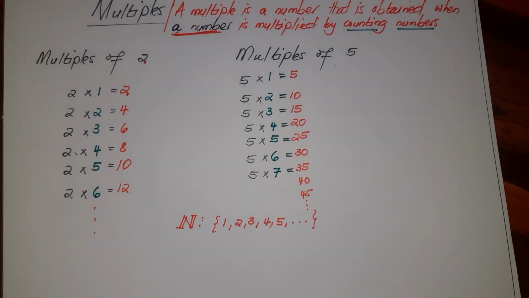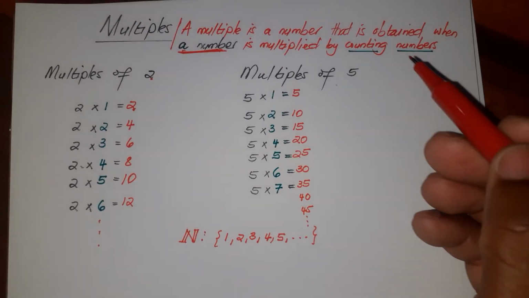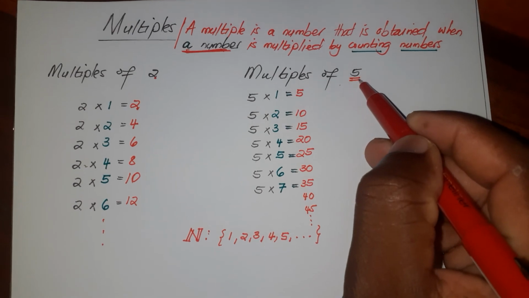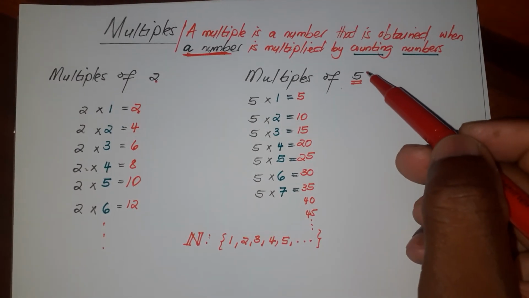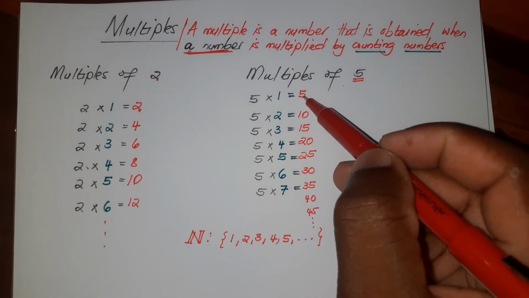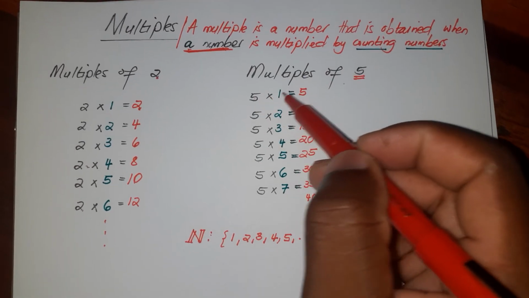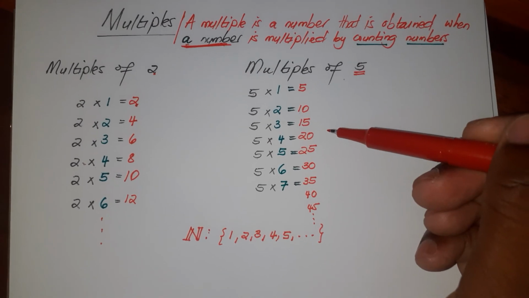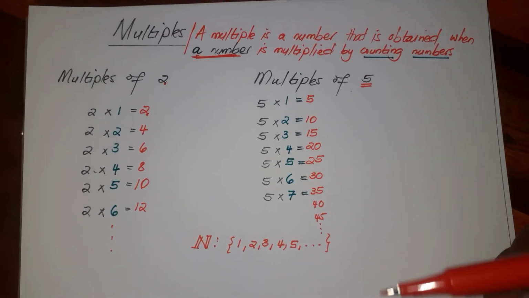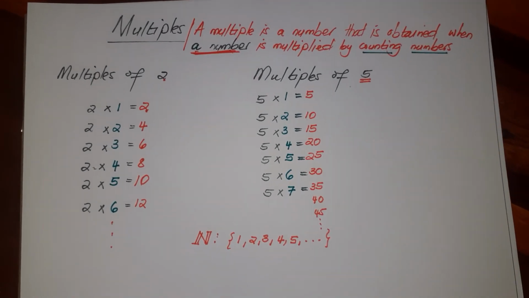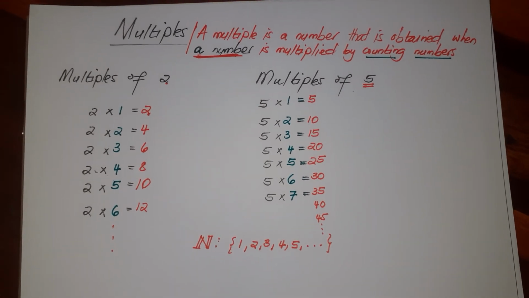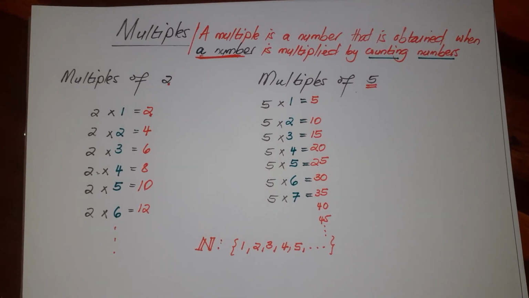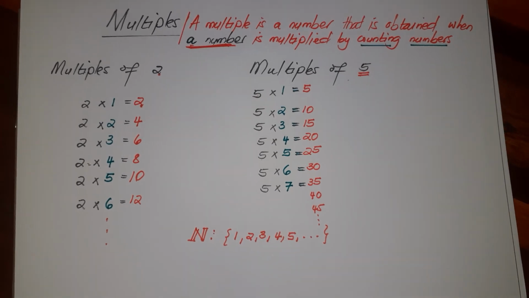We are adding 5, 5, 5, 5, keeping in mind the first multiple of a number. For example, the multiples of 5, we start with 5, because when we multiply 5 times 1 you get 5, and then you add 5 to get 10, you add 5 to get 15, you keep on adding 5. In short, that is basically how to get multiples of any given number.